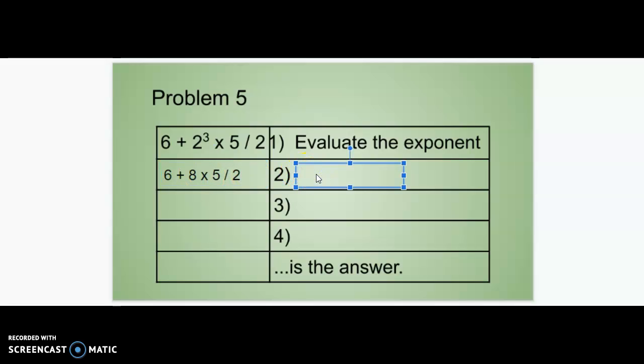The next step. Multiplication and division are both here. We have to work left to right. With multiplication and division, they're the same step. We've got to work left to right. 8 times 5 is 40. We're going to multiply. 6 plus, again, 8 times 5 is 40, divided by 2. That slash means divide. Speaking of divide, that's the third step. We've got to divide 40 by 2. And half of 40 is 20. Our last step is add. 6 plus 20 gets you 26.